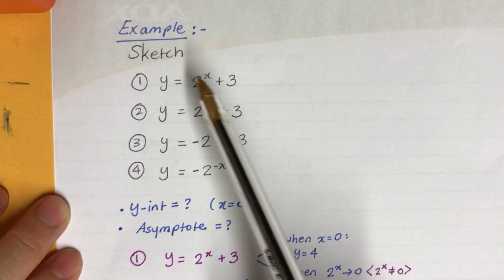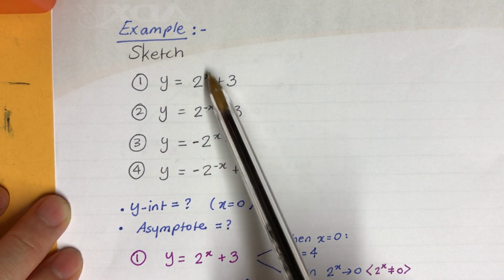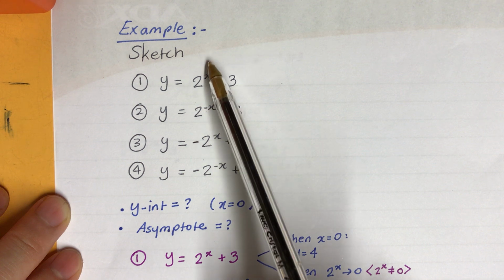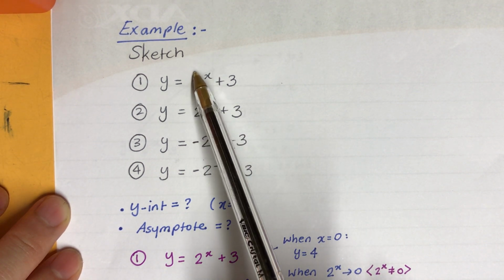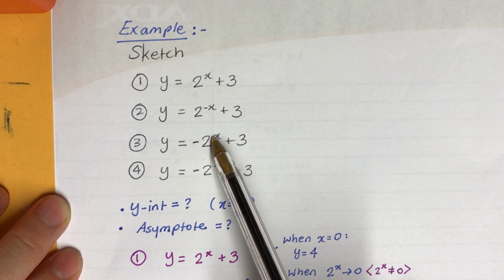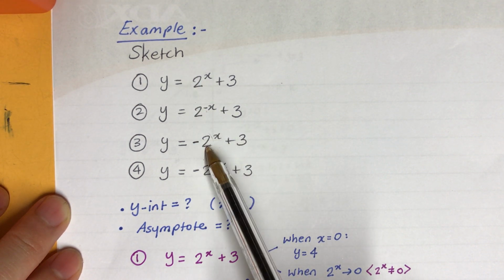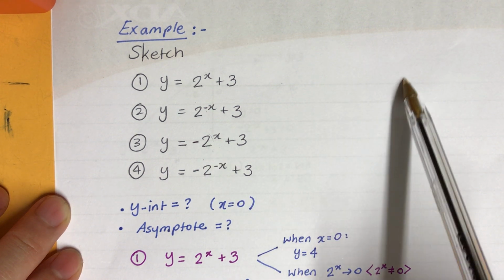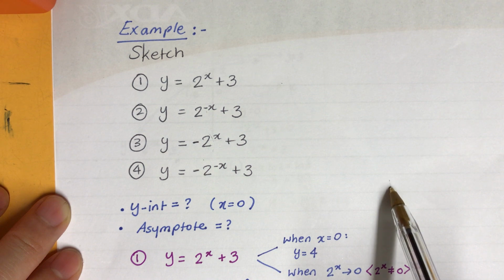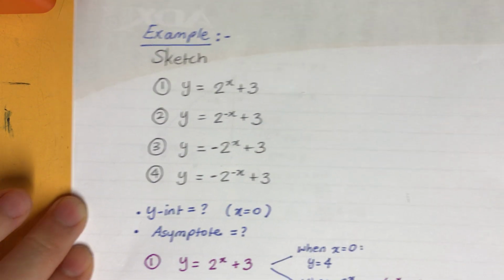Now, let's have a look at 1 and 3. What's the difference, 1 and 3? It's all the same, but the constant is different, isn't it? One is a positive constant, one is negative. When the constants are different, it's reflected about the x-axis. So it's going to be something like this and something like that. Okay, so let's have a look at the actual thing.